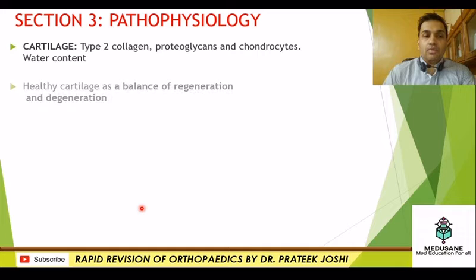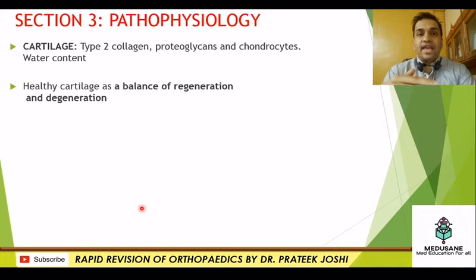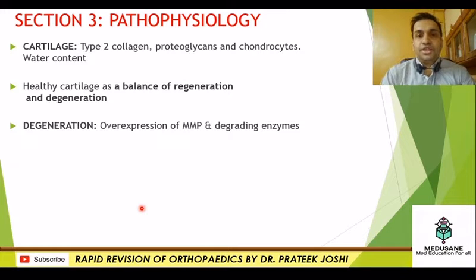Moving on, a healthy cartilage is not a static entity. It is a continuously dynamic system where cartilage is undergoing degeneration and new regenerated cartilage or freshly created cartilage is taking its place, and therefore we can say that healthy cartilage is actually a balance or an equilibrium of regeneration and degeneration. Now, degeneration apart from biomechanical trauma is caused by overexpression of matrix metalloproteinases and other degrading enzymes.